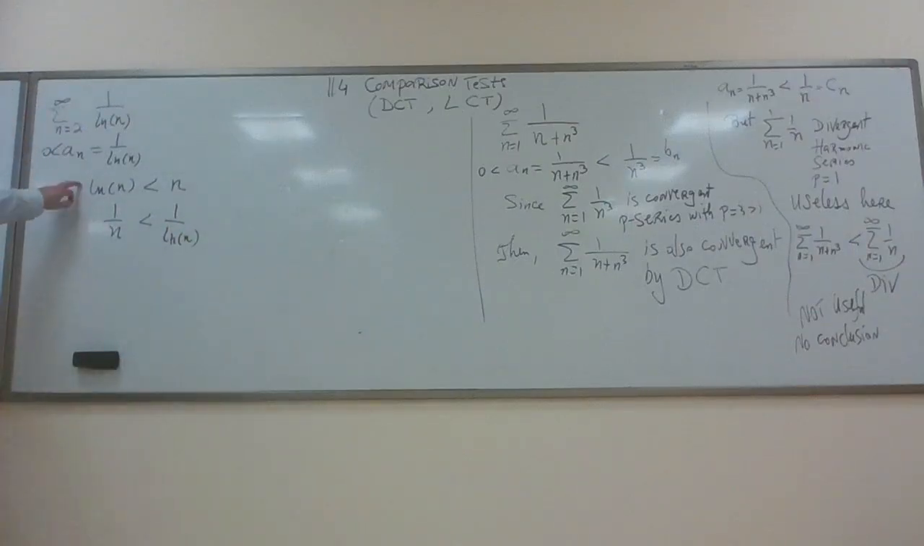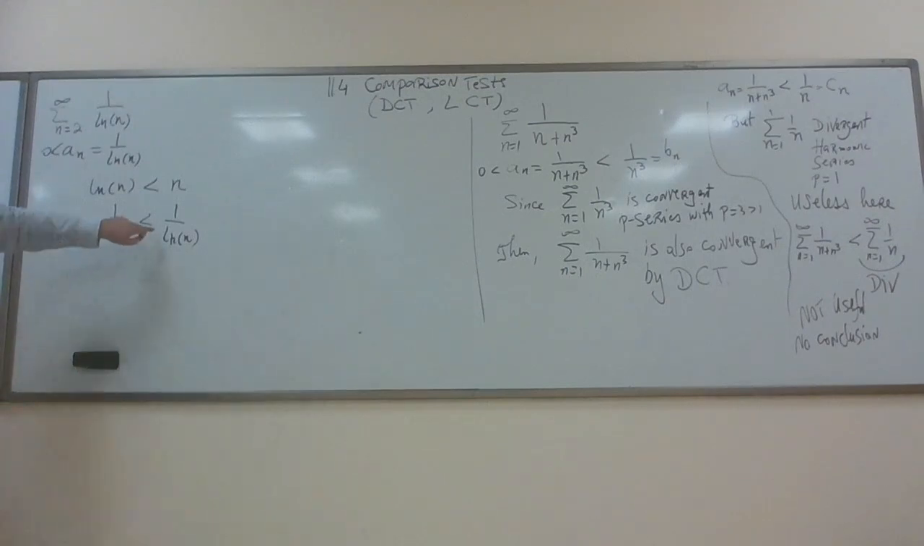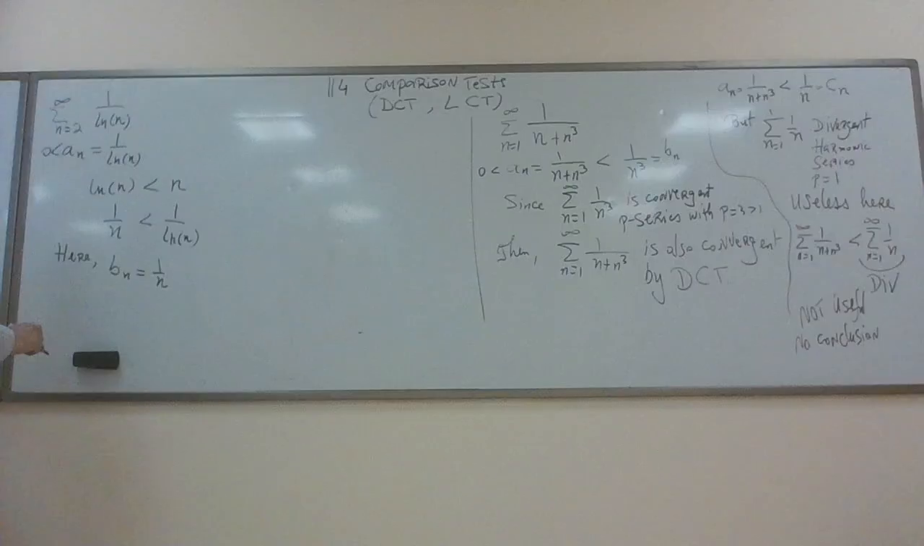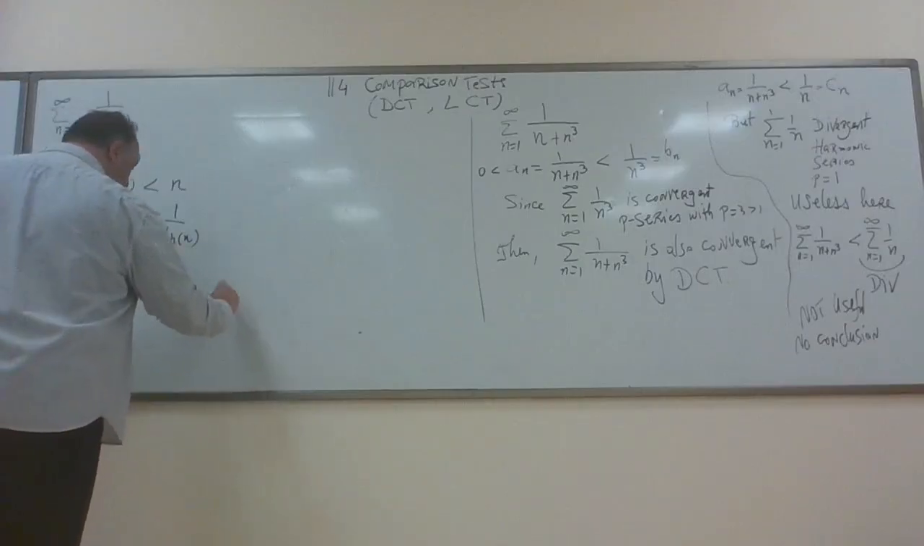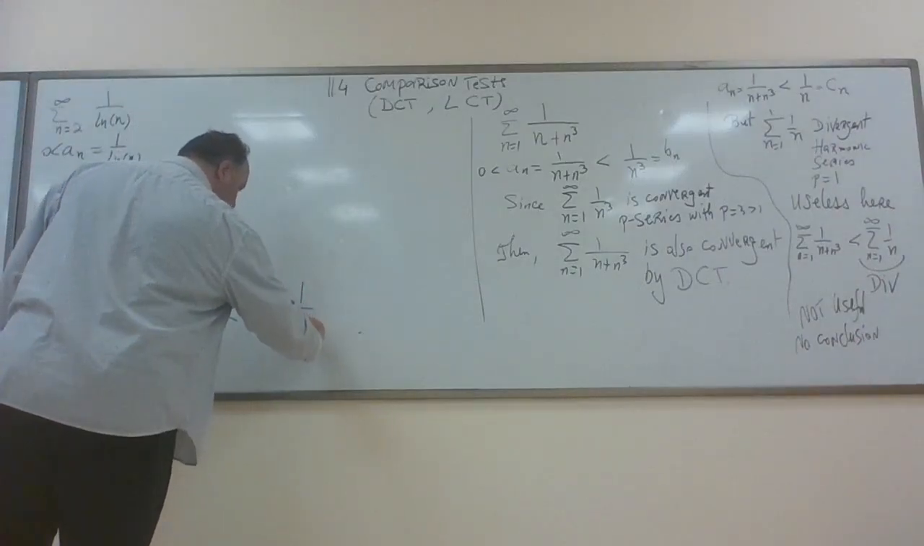Okay, so since ln n is smaller than n, 1 over n is bigger, right? 1 over n is smaller than 1 over ln n. This is very good, because I know that this is a divergent harmonic series, and I will have here a bigger series. So Bn is equal to 1 over n. What I have here is Bn, 1 over n, is smaller than An, 1 over ln n. That's good news.